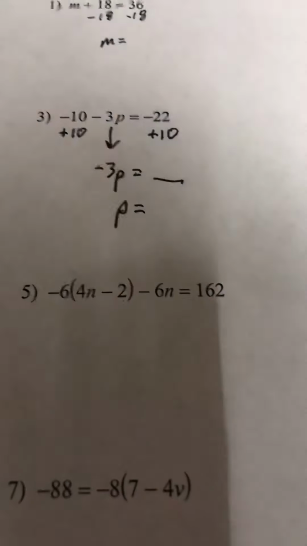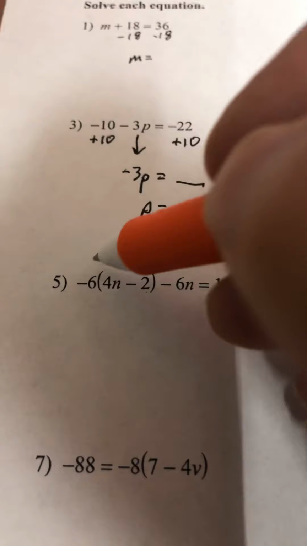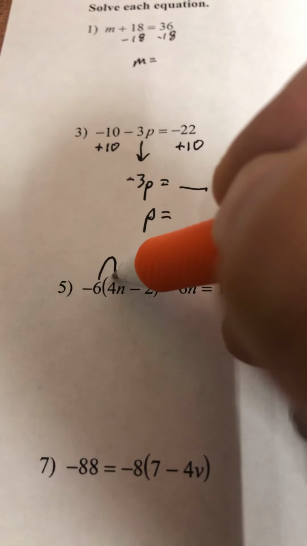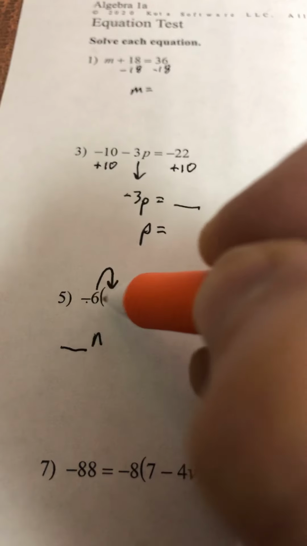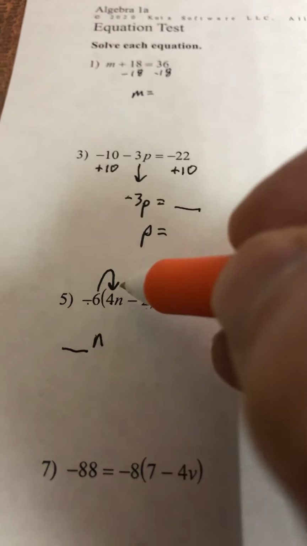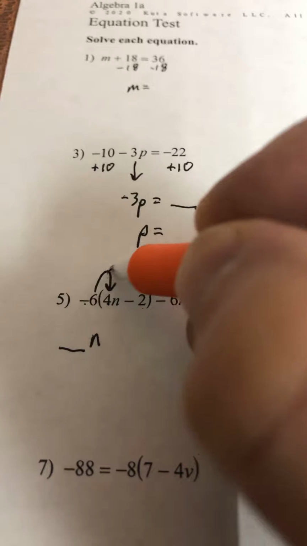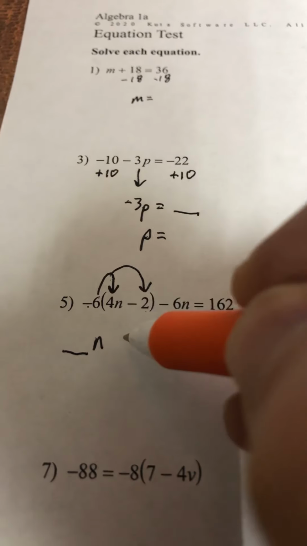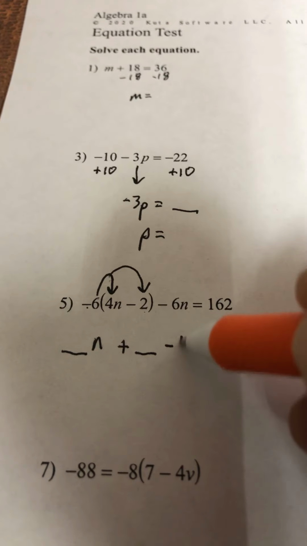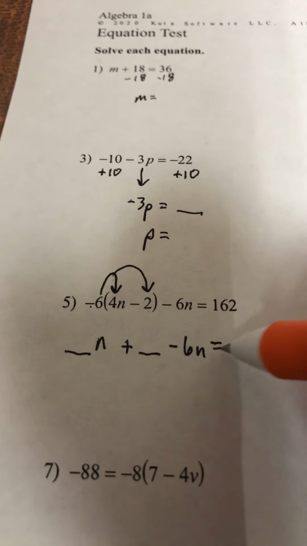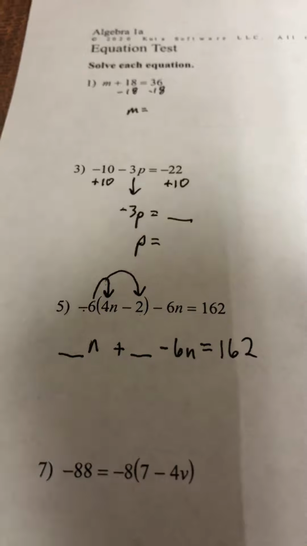For number 5, I'm going to use the distributive property first. I've got to take -6 times 4, and you're going to put an n with that. So whatever -6 times 4 is, fill in that blank. And then -6 times a -2. It's going to end up being something positive. And then you're going to have -6n still, bring that down, and the 162.